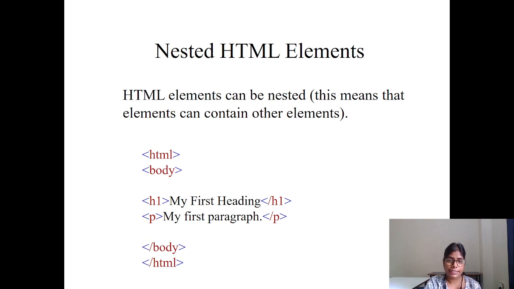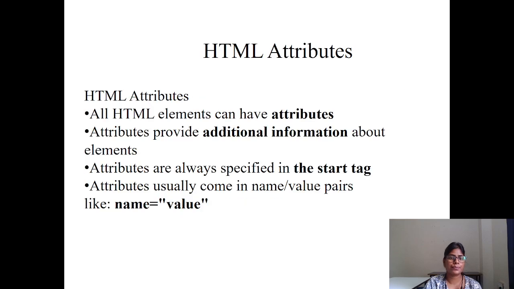You can also see another example of a nested HTML element. So what is nested? Nested means that one element contains another element, and that is called a nested element. So HTML elements can be nested. That means an element can contain other elements. You can see an example, HTML body. The H1 is a heading tag that contains the paragraph tag. So that is the nested HTML element. I think you can understand.